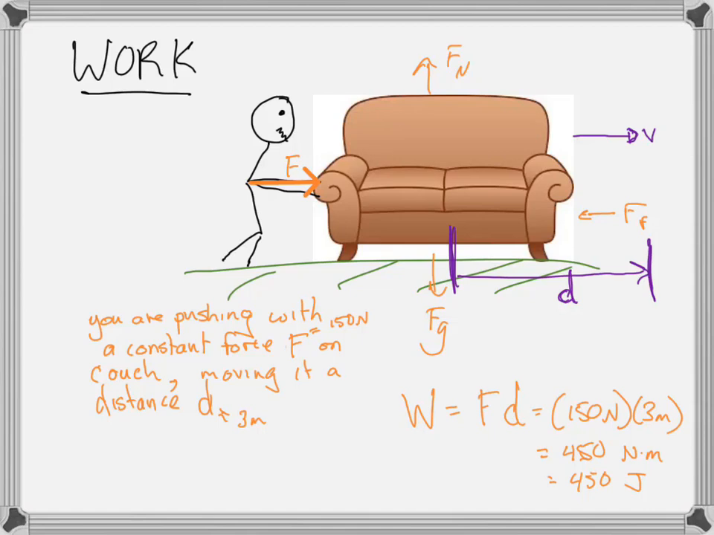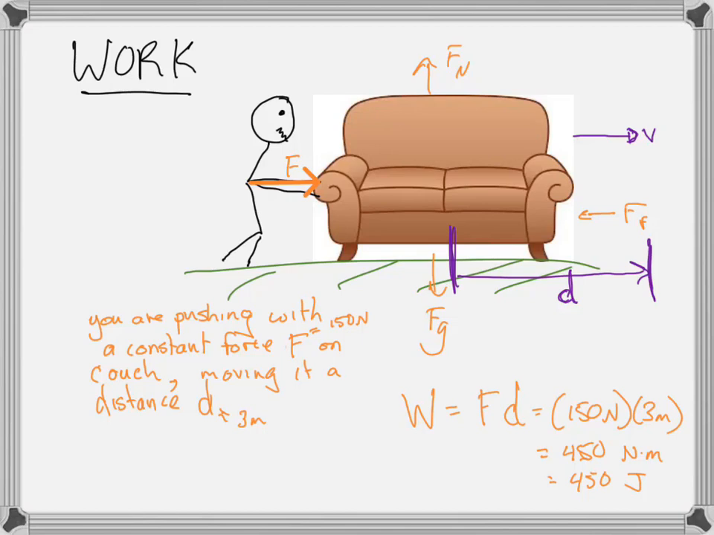Now, it is true that gravity can do work. And the normal force can do work. And friction can do work. And might be in this case. But who's doing work in this case? I'm doing work because I am moving the couch. The force F is pushing the couch the distance d. The gravitational force is not doing work because the gravitational force is not moving the couch the distance d. The normal force is not doing work because the normal force is not pushing the couch the distance d.